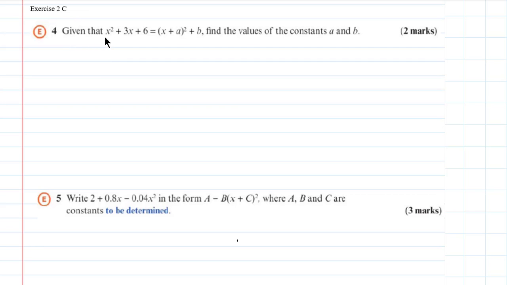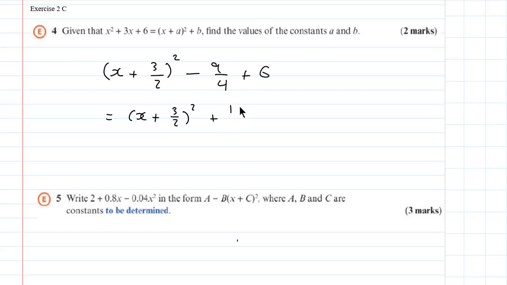Exercise 2c, question 4. Given that x squared plus 3x plus 6 equals x plus a all squared plus b, find a and b. Okay, now I will write bracket squared and then minus. Here I will write x plus half of the coefficient, which will be 3 over 2, minus squaring this quantity, which is 9 over 4, okay, and then plus 6 again, which can be simplified to be x plus 1.5 or 3 over 2 all squared. 6 minus 9 over 4 will be plus 15 over 4.